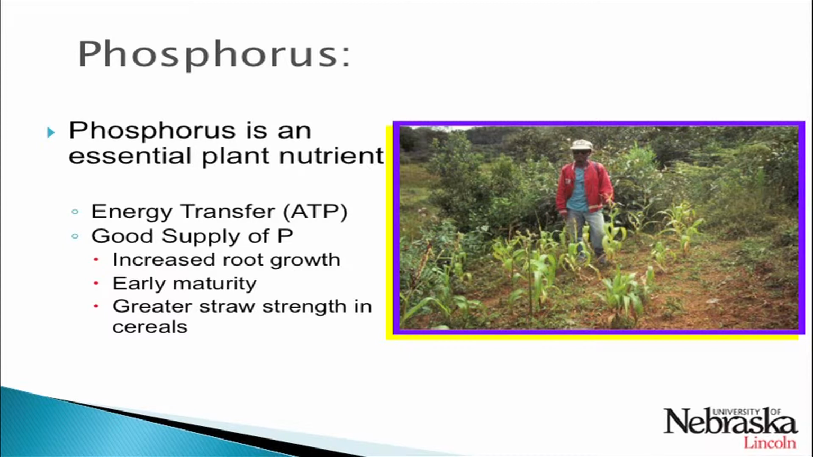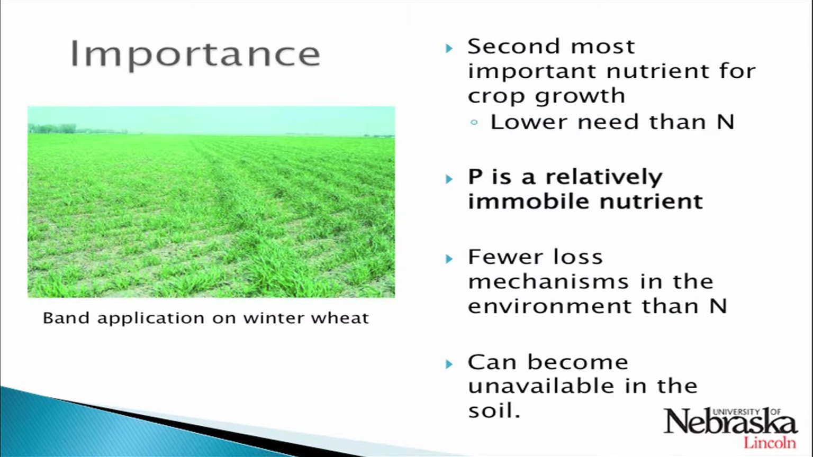But it is a nutrient that if you don't have enough, this is from sub-Saharan Africa, you obviously are going to have really stunted, deficient looking plants. It's very important for energy transfer in the plant. It's a significant component of ATP for energy transfer.